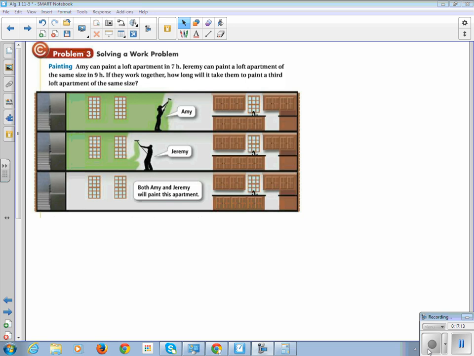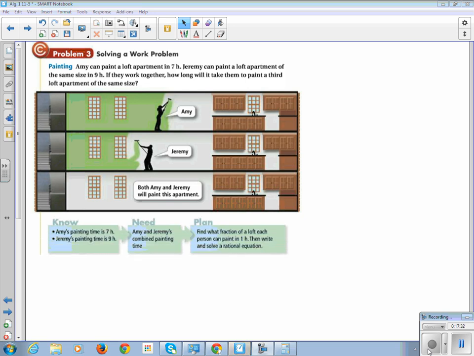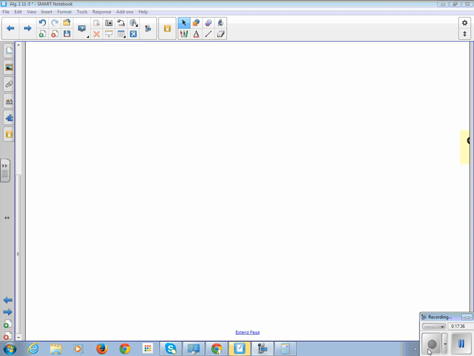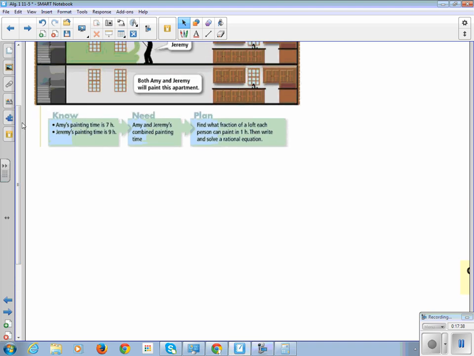So Amy can paint a loft in 7 hours. Jeremy can paint a loft of the same size in 9 hours. If they work together, how long will it take them to paint a loft apartment of the same size? Okay, so let's evaluate what information we have. Amy can do it in 7 hours, Jeremy does it in 9 hours.